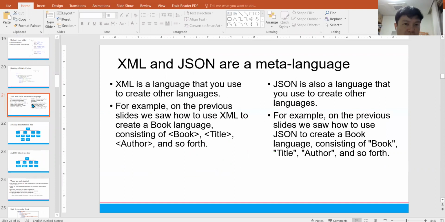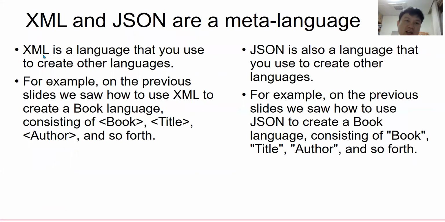So what I want to say is both XML and JSON are meta languages. Basically they are the same. XML is a language that you use to create other languages. For example, on the previous slides, we saw how to use XML to create a book language consisting of book, title, and so forth. The same with JSON, which is also a language to create another language. So you can have also book, and you can use JSON in order to create book, title, author, and so forth.